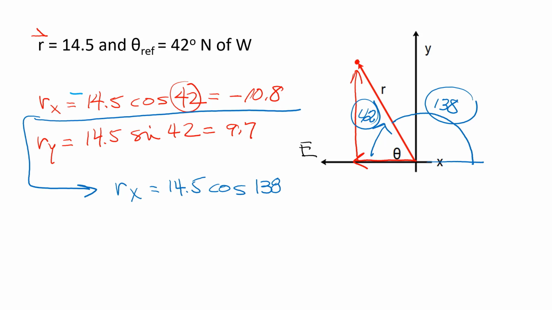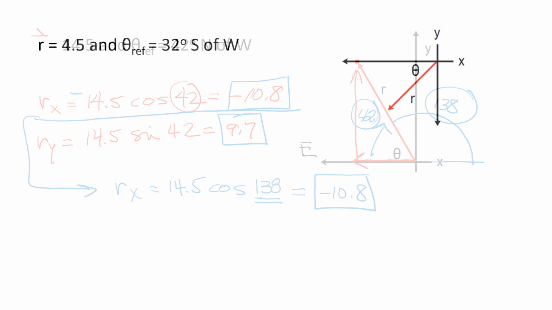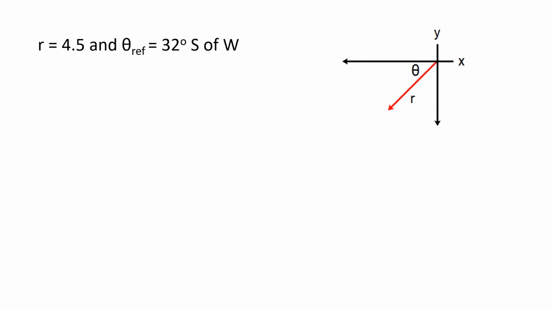Reference angle, standard angle. Now the calculator, when you use 138, knows you're in the second quadrant and gives you negative 10.8. So we end up in the same place using two different types of angles. That's essentially what I'm getting at here. All right, let's try another. So pause the video if necessary, okay?